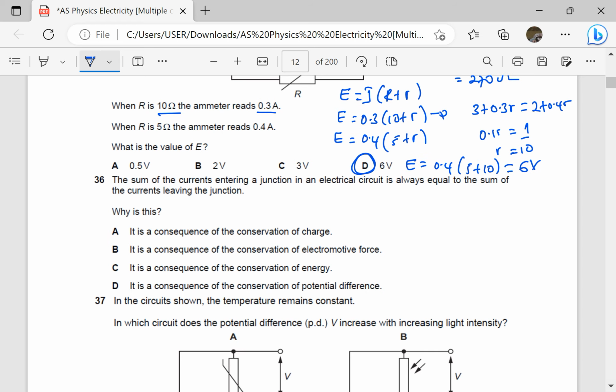The sum of the currents entering a junction in an electrical circuit is always equal to the sum of the currents leaving the junction. Why is this? That is a consequence of conservation of charge. That is very simple. Conservation of charge.